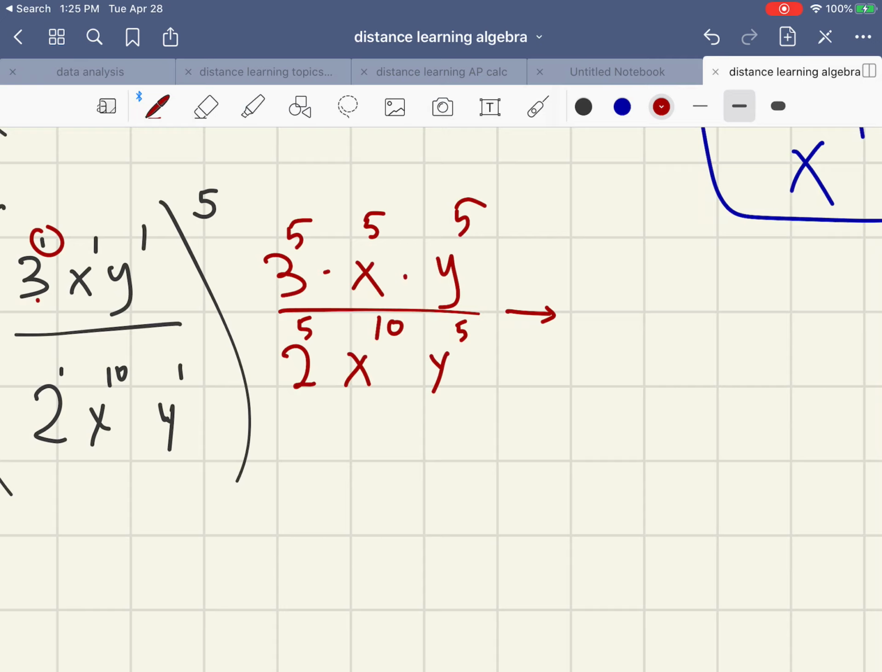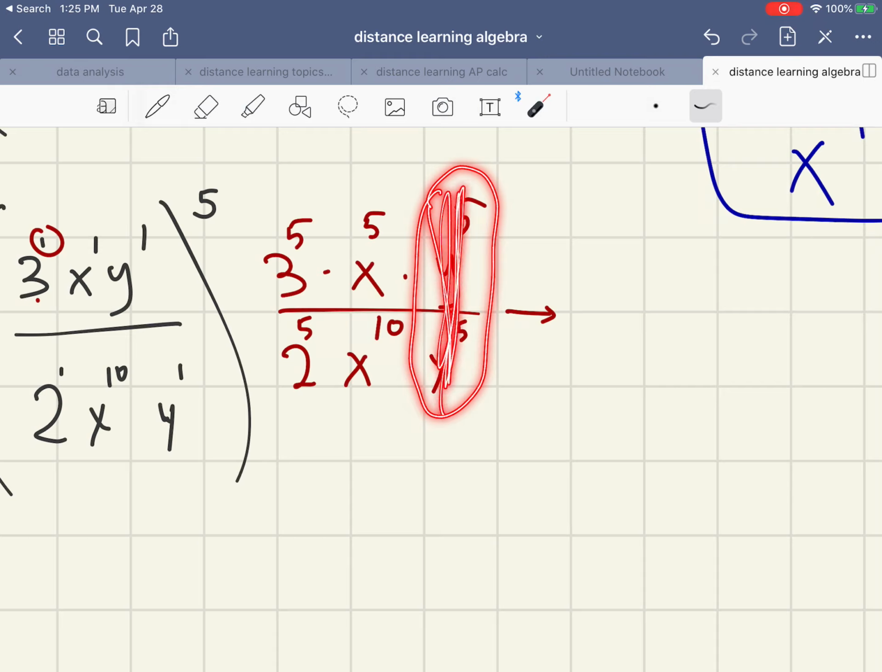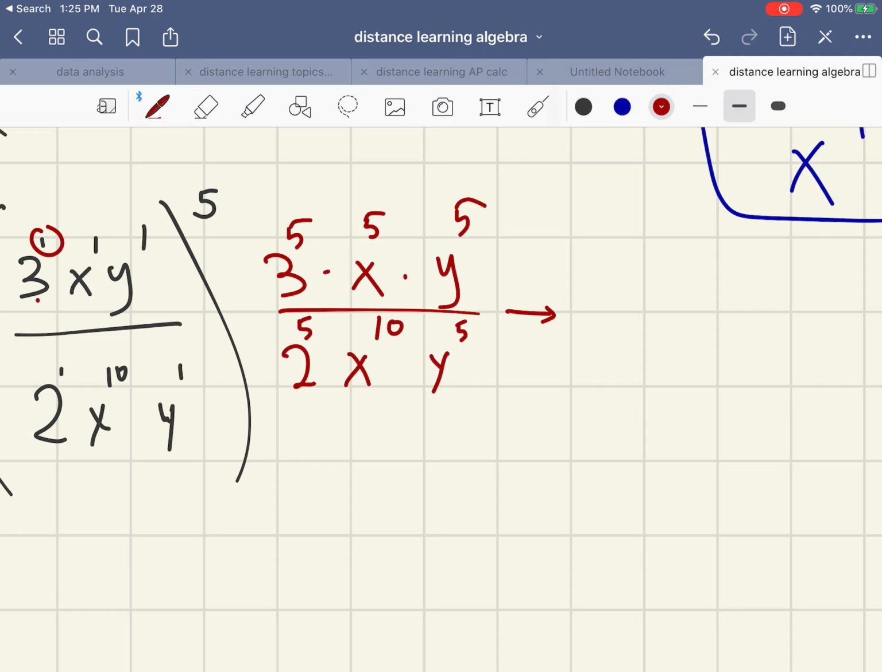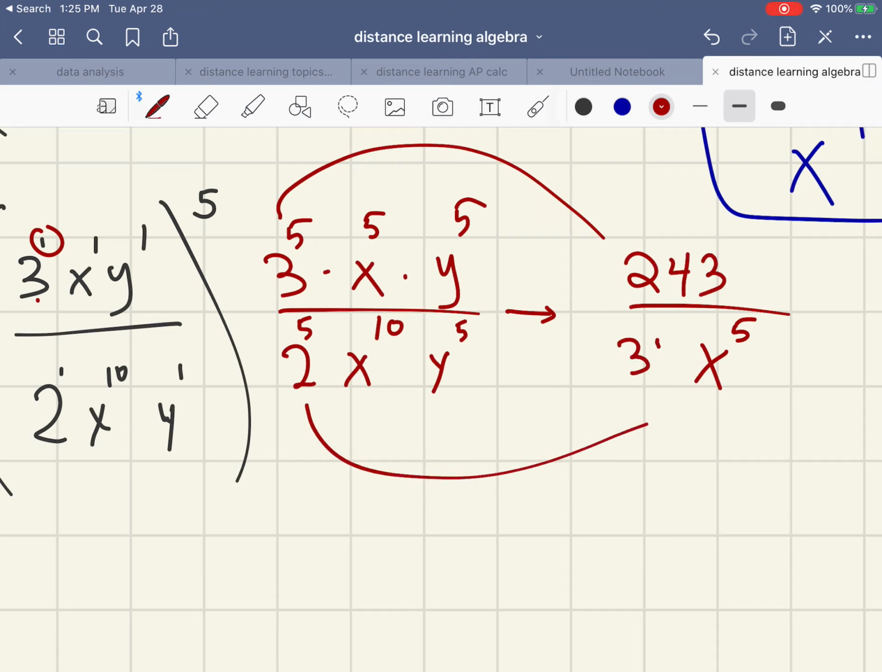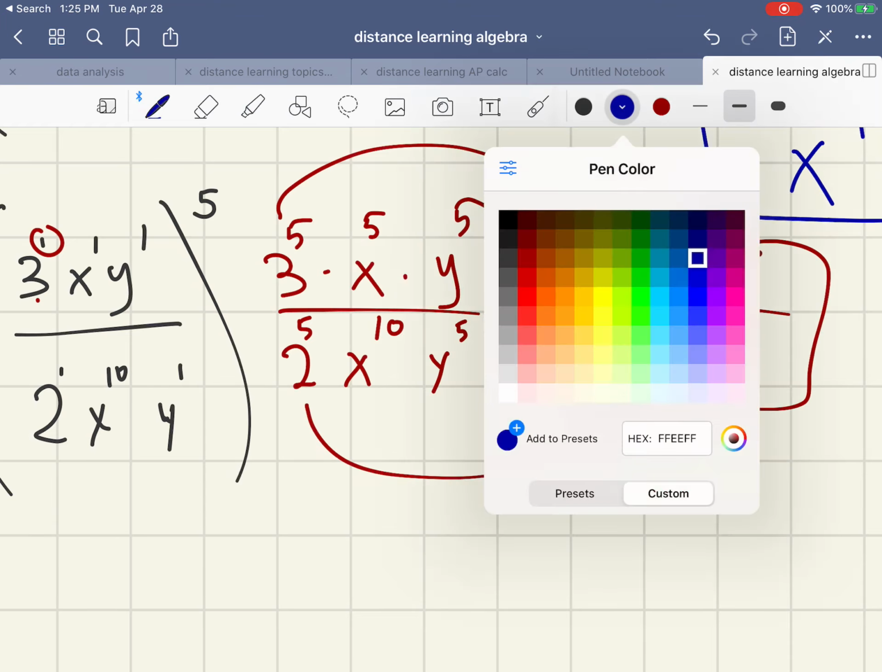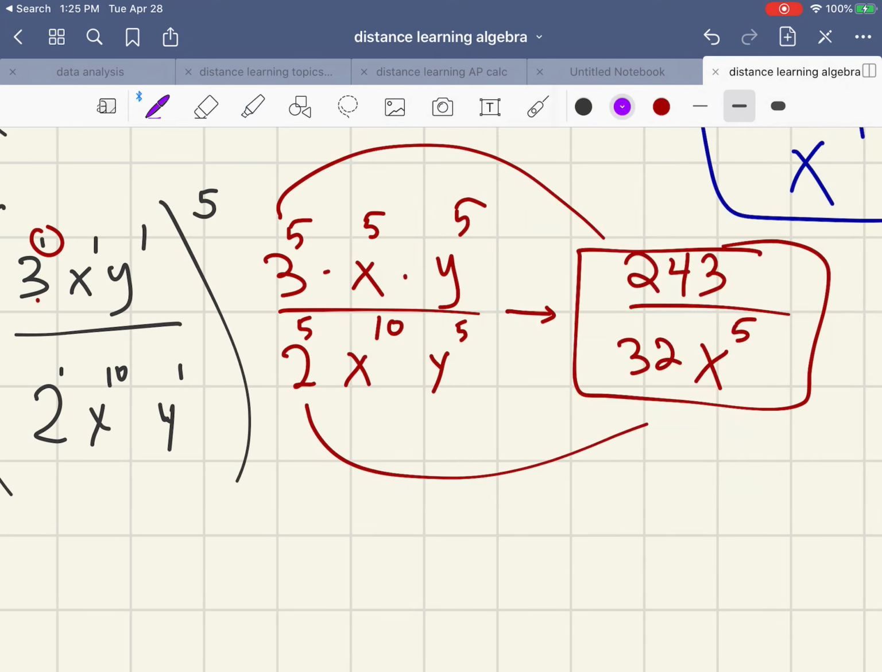From there, we look to try to cancel. I see that these cancel perfectly, so I'm going to get rid of all the y's altogether. I have 5 x's here, and I have 10 x's there. That means there's more x's in the bottom. I know that 3 to the 5th is 243. I know that 2 to the 5th is 32. There is my answer. Now, that may not be the way you wanted to approach this.